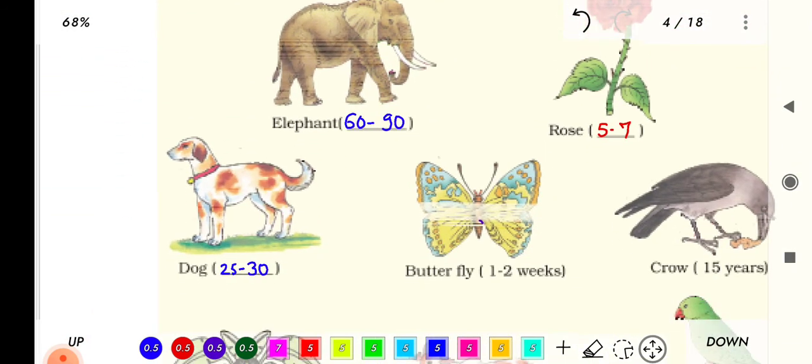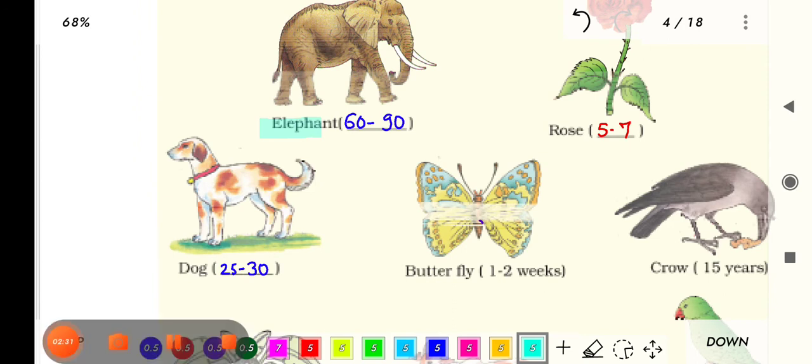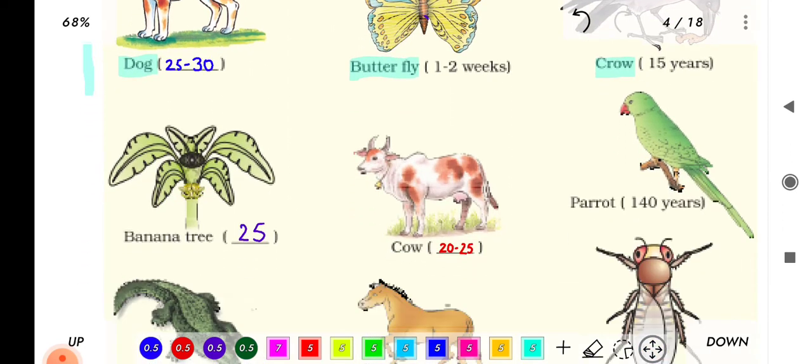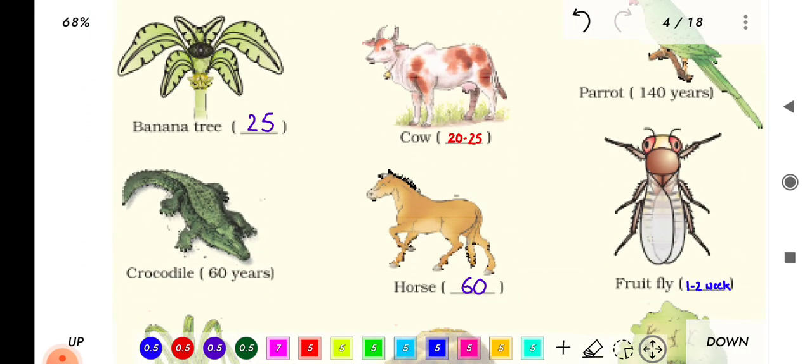First, elephant, whose lifespan is 60 to 90 years. Roach 5 to 7 years, dog 25 to 30 years, butterfly 1 to 2 weeks, crow 15 years. Now we will see some more examples.